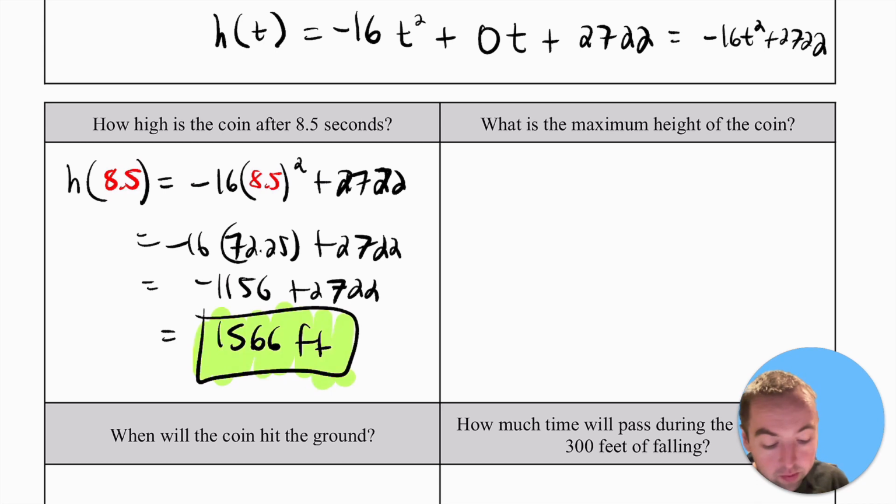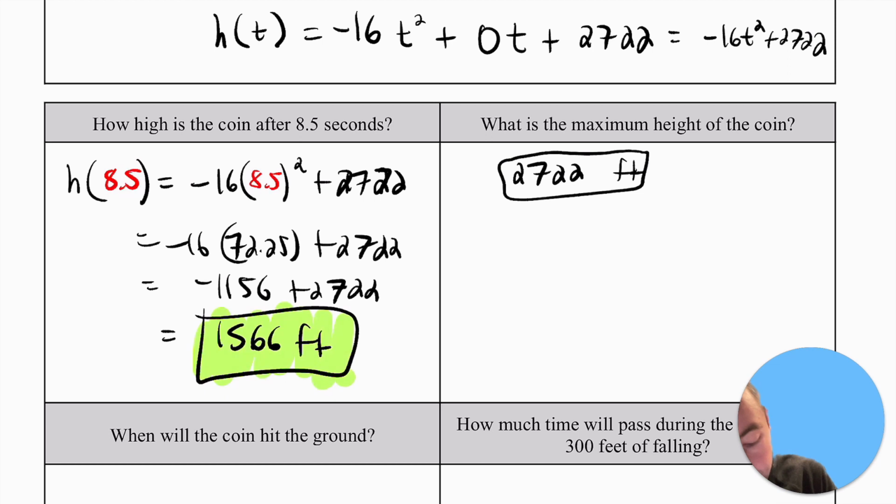All right, and then jumping over to this question, what the maximum height of the coin is. The maximum height is the highest that it's at. If it gets dropped, you should already know what the maximum height is going to be, because it's just going to be at 2,722 feet. That's one that you probably don't have to think about too much.